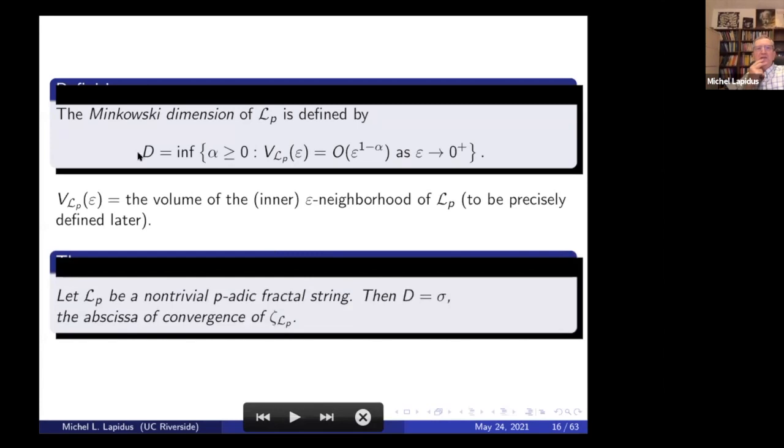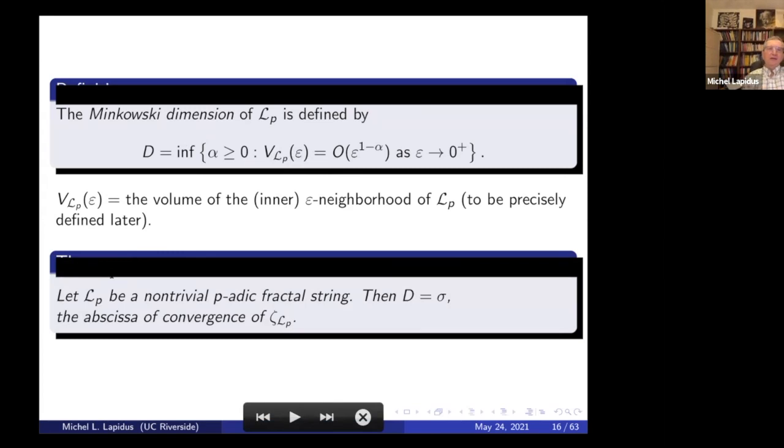Okay, so this defines D, and there is a unique number defined by that quantity. It's also the sup for which this quantity divided by epsilon to the 1 minus alpha has a lim sup equal to infinity, for instance, and the inf for which this lim sup is equal to 0. So all these notions are the same and define the Minkowski dimension. It's technically the upper Minkowski dimension, but I don't want to be too technical.